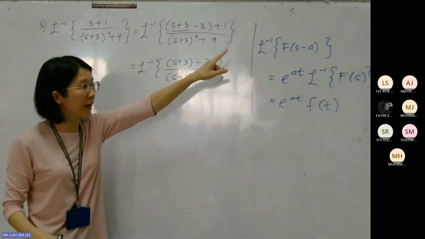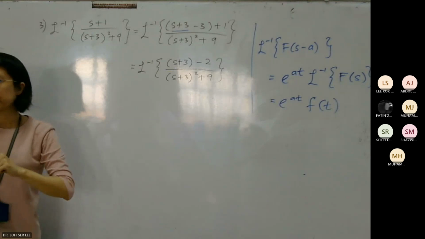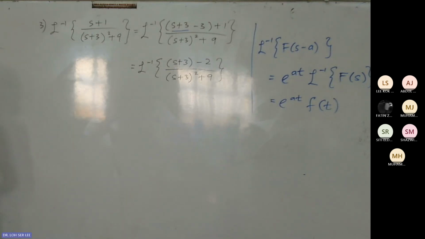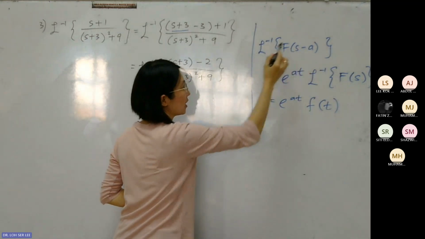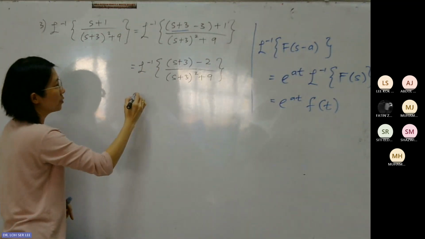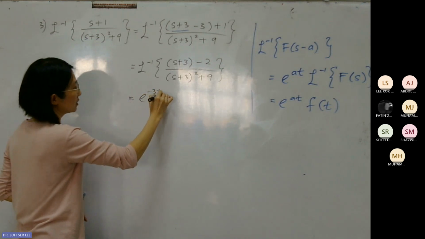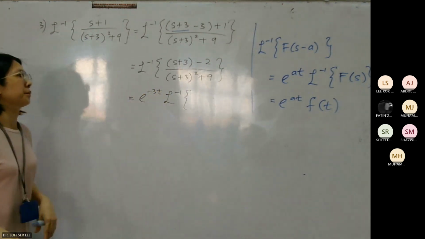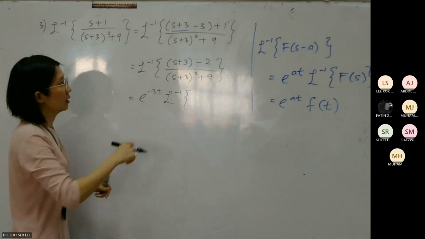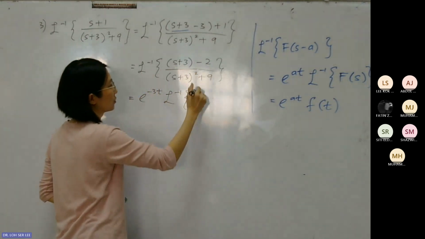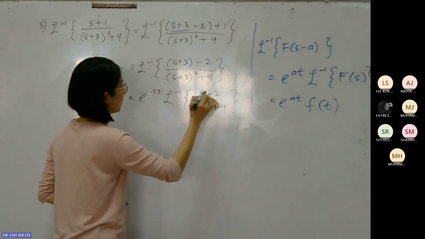The formula is s minus a. So your a will be minus 3, because your formula is s minus a. So your a is negative 3. So e negative 3t. Once you've taken out the 3, you have only s minus 2 over s squared plus 9.